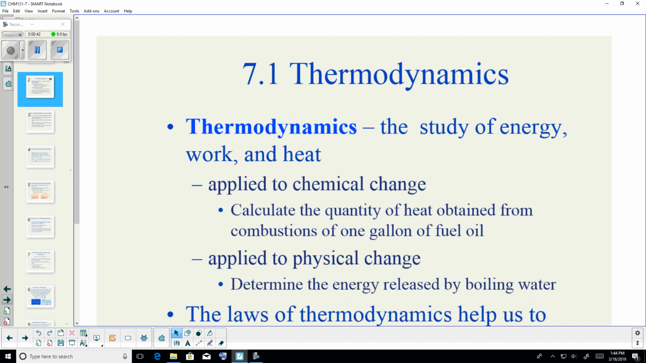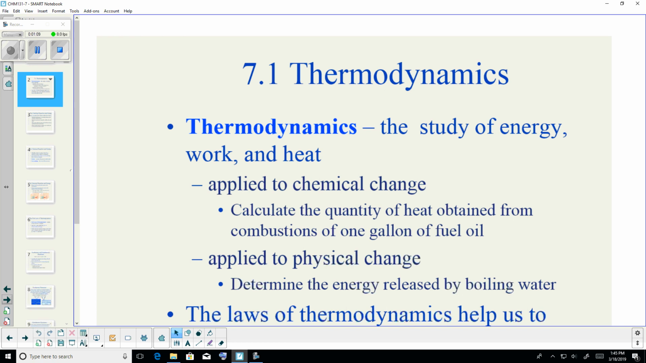So in a chemical change, we can calculate the quantity of heat obtained from combustion of 1 gallon of fuel oil. If you buy a furnace or a gas grill, it's actually calculated for you. You'll see the gas grill produces 20,000 BTU. That stands for British thermal units. It's a measure of the energy that's coming out.